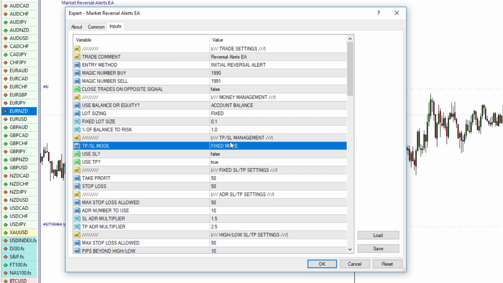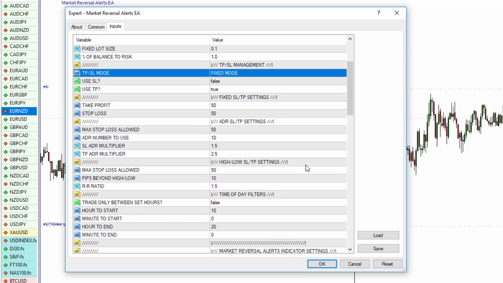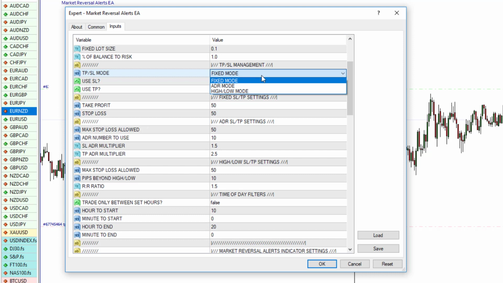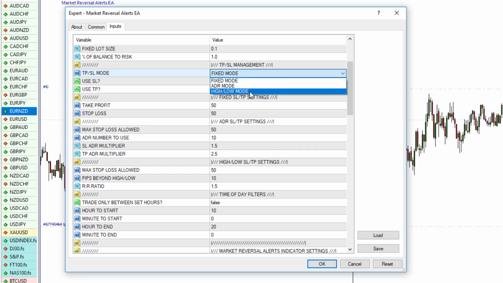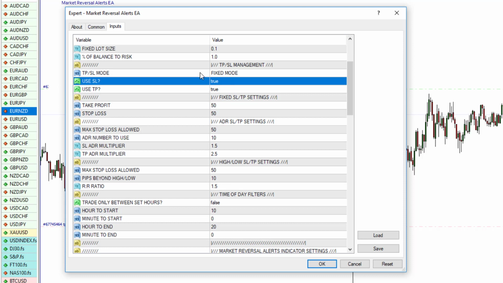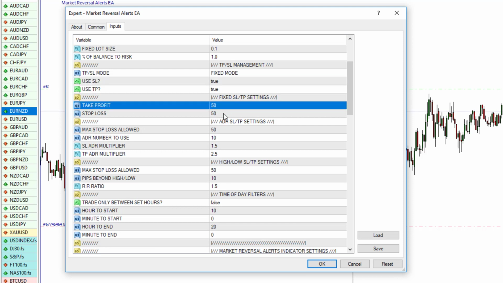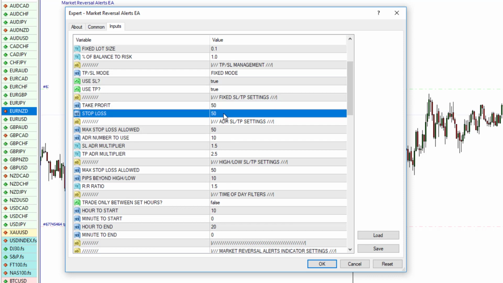So bringing us on to the TP and stop loss management. There are 3 different TP and stop loss modes. We have fixed mode, ADR mode, and high-low mode. So fixed mode is obviously self-explanatory. When you have your TP set to fixed mode, it will use the fixed TP and stop loss settings here, and this is simply a number of pips from the entry price that you want to set your TP and your stop loss.